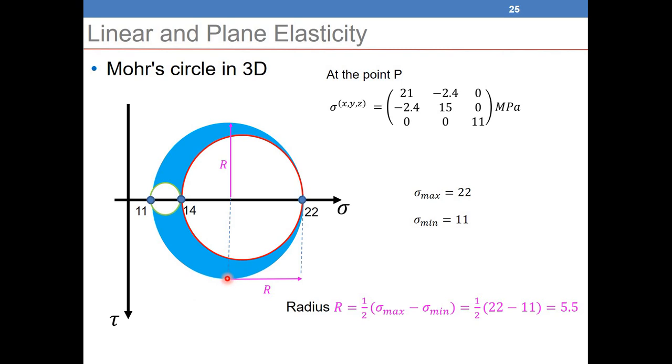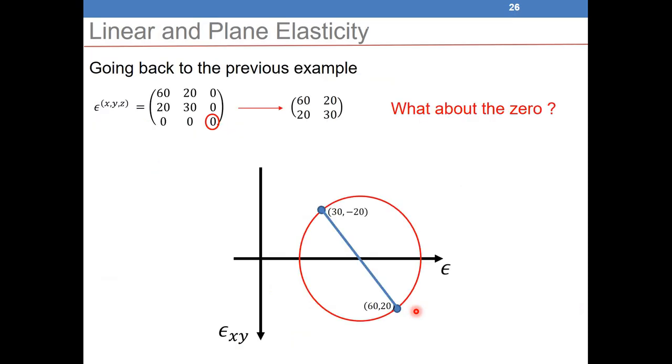As you can see, the value of the maximum shear here is equal to the radius. So the maximum shear stress that I can find at the point P will be equal to 5.5 in this case. So that's how we can use the Mohr circle. After we build the Mohr circle in 3D, we can find the radius and we can find the maximum shear stress that can occur at any point. So it's very important to understand that the maximum shear stress that can occur is equal to 1 over 2 times (sigma max minus sigma min).